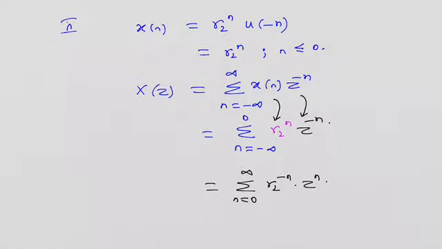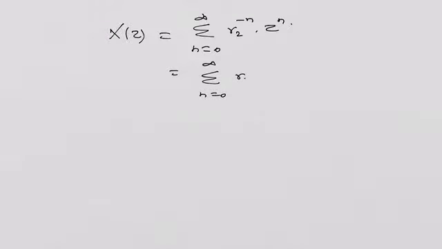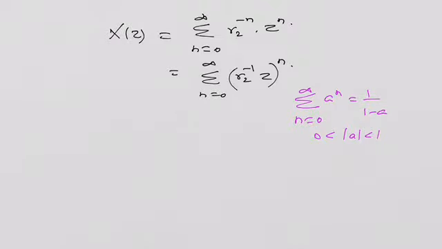Agreed? If this is so, how will you write this expression? So x of z will become summation n varies from 0 to infinity, r2 power minus n and z power plus n. The same thing can be expanded as summation n equal to 0 to infinity, r2 power minus 1 into z power 1, whole power n. You can combine them as usual according to the infinite geometric series sum formula. Summation n varies from 0 to infinity, a power n can be written as 1 divided by 1 minus a, provided modulus of a is less than 1 and it should be a value greater than 0 also.